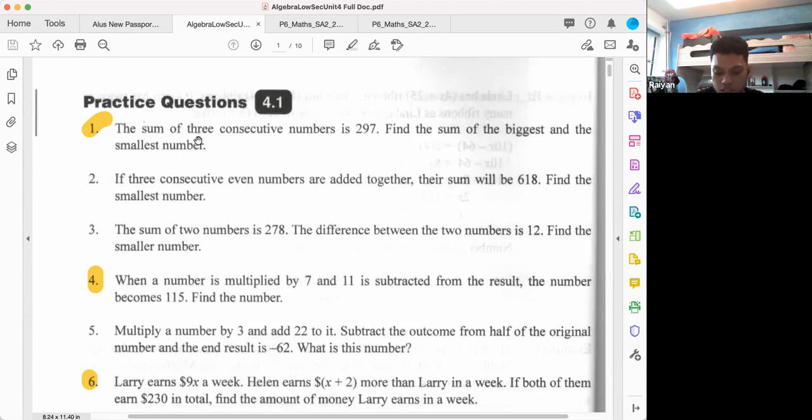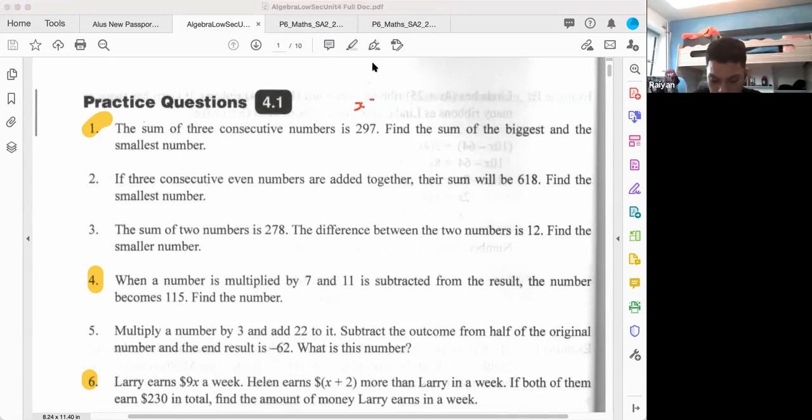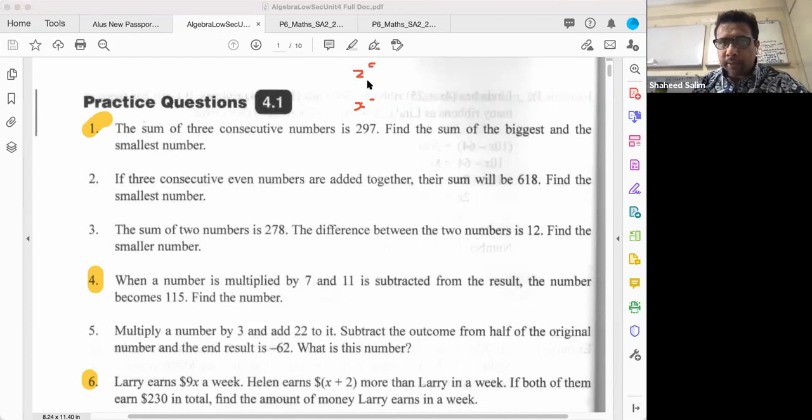297 divided by 3. Again, repeat. What? 297 divided by 3 equals 99. Okay, so now you are okay. If you do like that, you get somewhat around the answer, but you don't get the exact one. So you need to start like this.